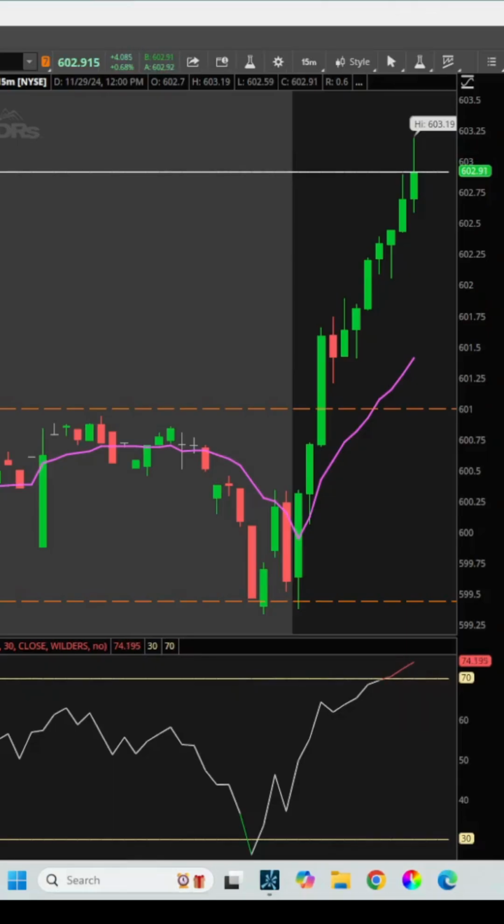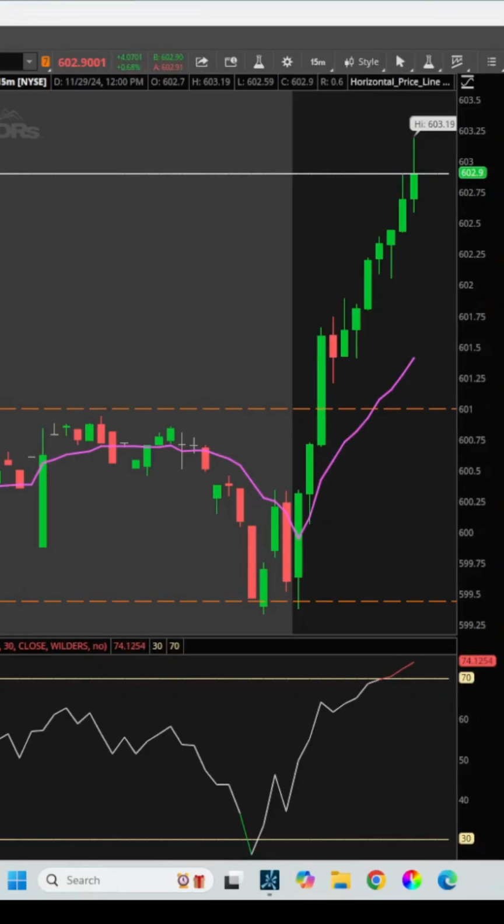VWAP for trend confirmation. Uptrend confirmation. If the price is consistently above the VWAP, it suggests that the stock is in an uptrend, and traders may look for long buy trades, especially when the price pulls back to VWAP or near VWAP. Downtrend confirmation. If the price is consistently below VWAP, it indicates a downtrend, and traders may look for short sell trades, especially when the price rallies up to VWAP.